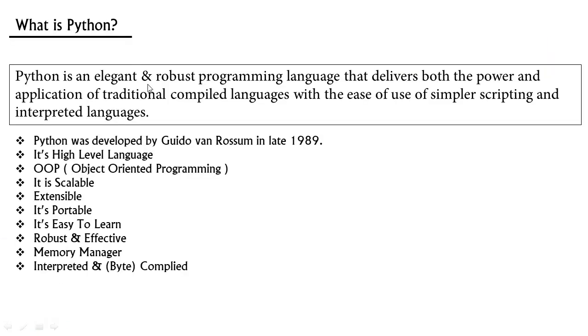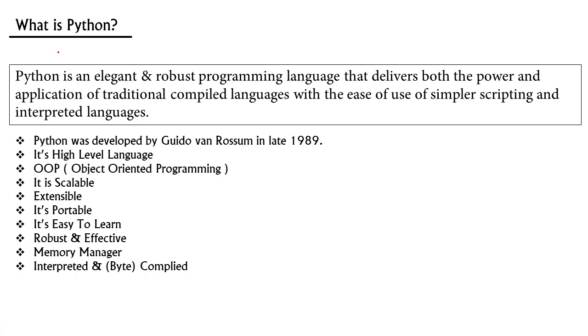Okay, so read the definition. The definition says that the Python programming language is one of the most robust or elegant programming languages that delivers both power and applications of traditional compiled languages with the ease of using simpler scripting and interpreted languages. And I know that you are pretty much confused by this, because over the next 4 to 5 slides we'll be continuing the talk of this definition. I just want to give you the definition first.